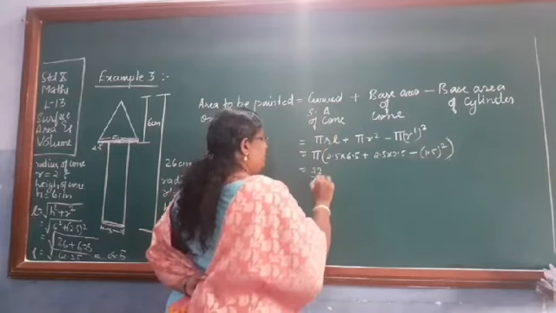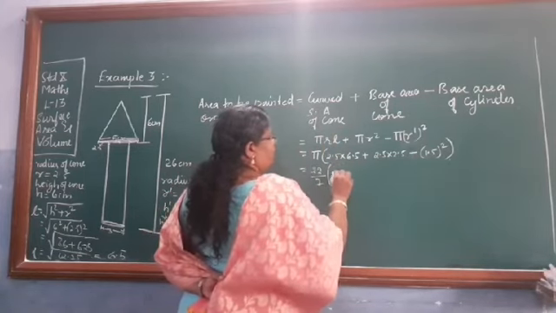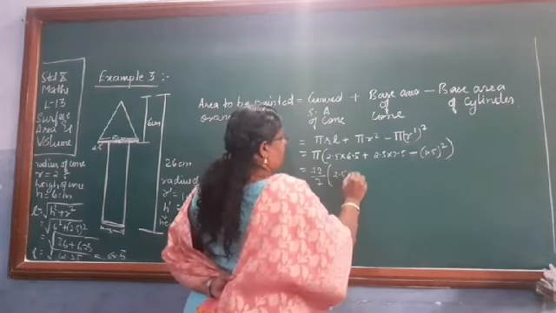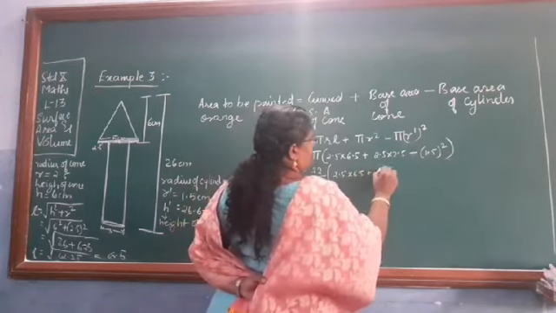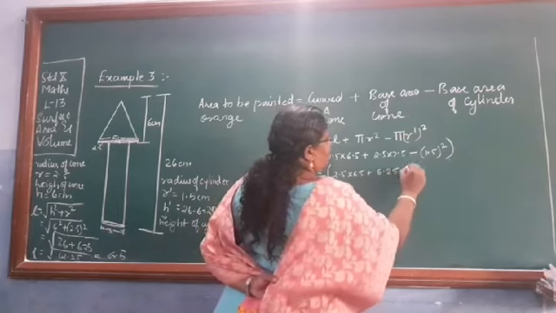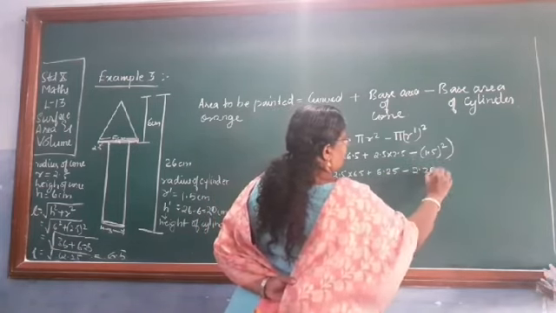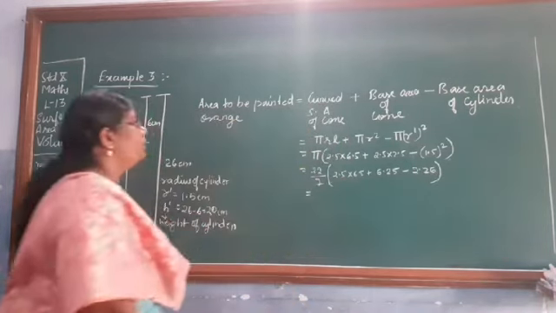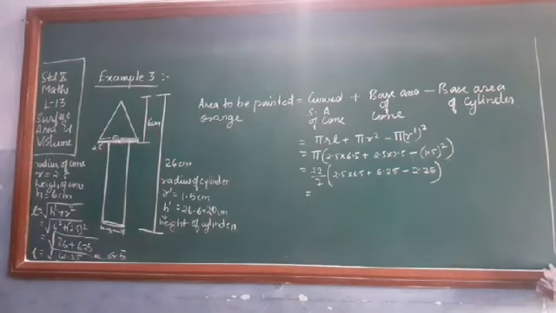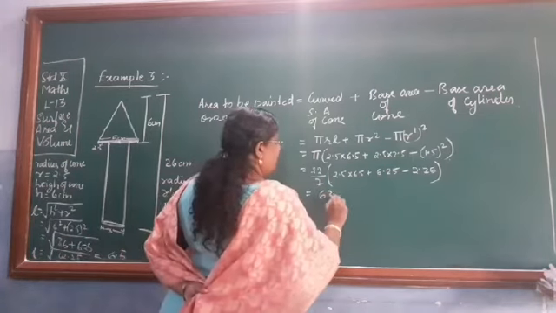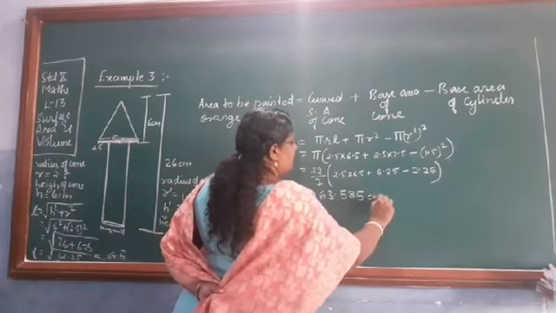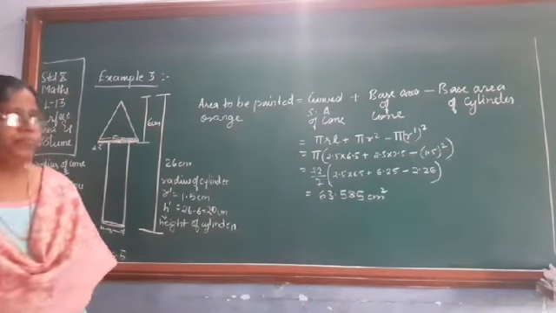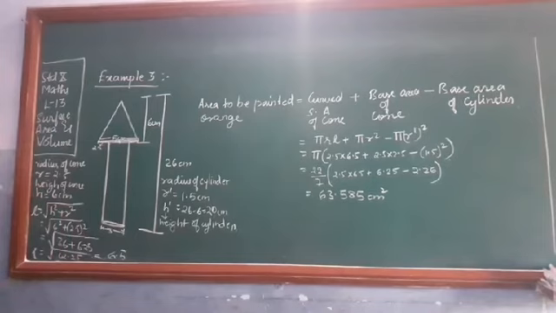So 22 by 7 into 2.5 into 6.5 plus 6.25 minus 2.25. When you calculate it, you get the value as 63.585 centimeter square. So this is the area of the cone which has to be painted orange.